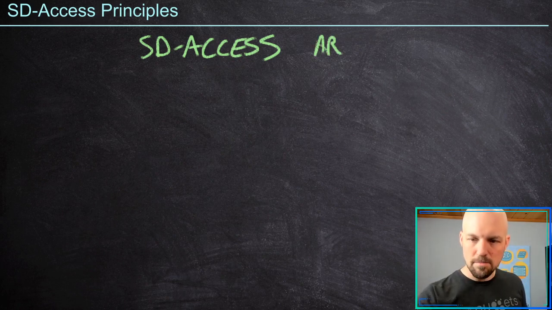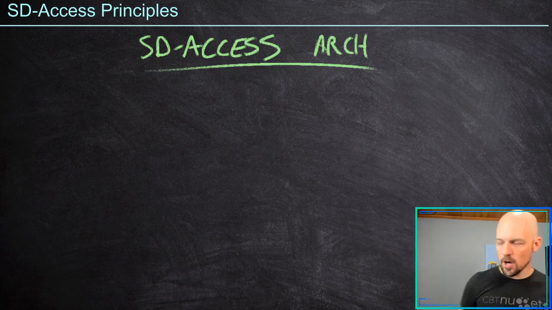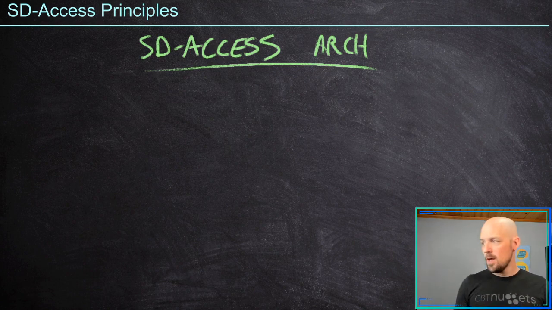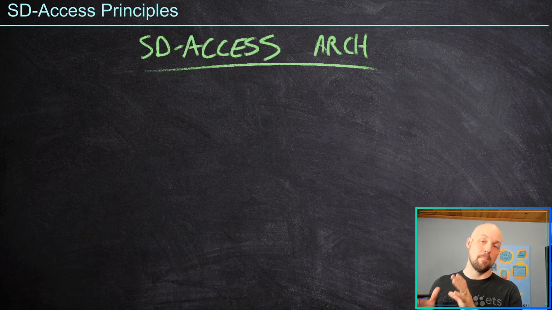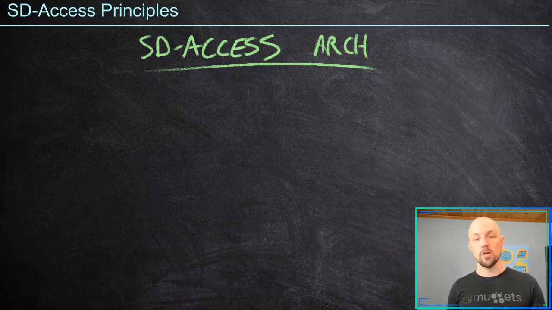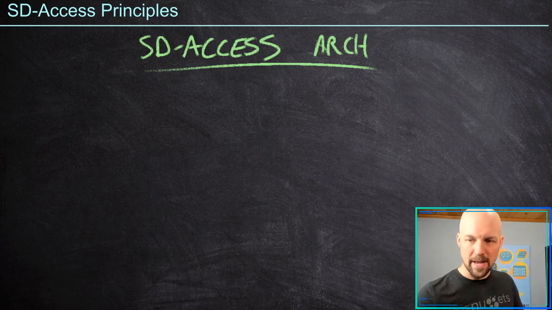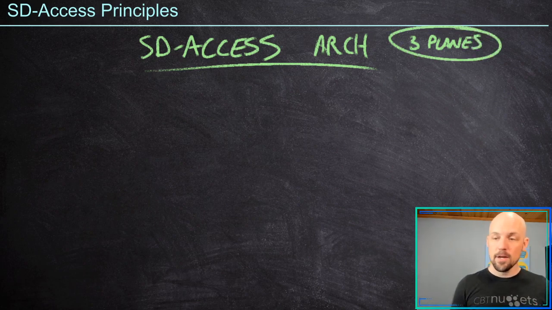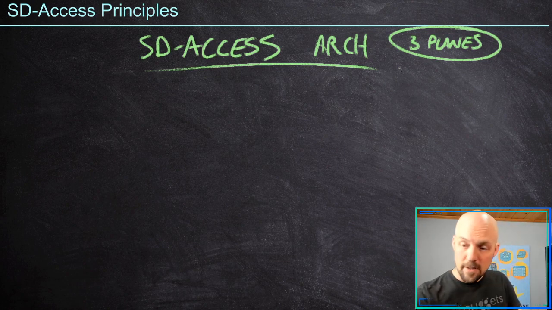SDA architecture. Okay, so the architecture. We talked a little bit about it. We talked about the control plane, the data plane, and the policy plane. Okay, those are all good. So we have three different planes of operation. Again, this is sort of that terminology thing. We just have to get used to the way Cisco laid this out. Three planes of operation: control plane, data plane, policy plane. Then we have four layers of operation.